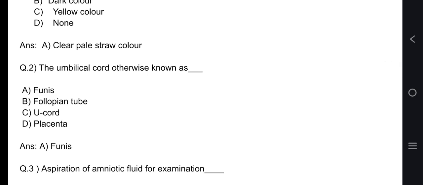Question number 2. The umbilical cord, otherwise known as A. Penis, B. Fallopian tube, C. U cord आणि D. Placenta. आणि बरोबर उत्तर आहे A. Penis.